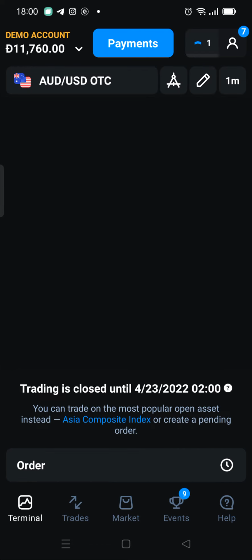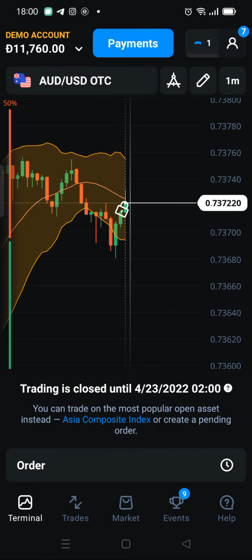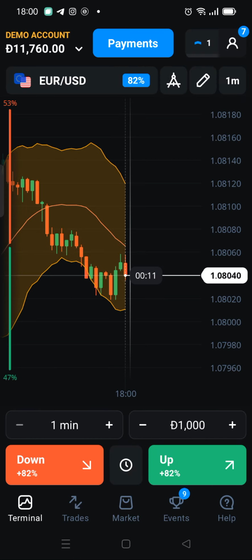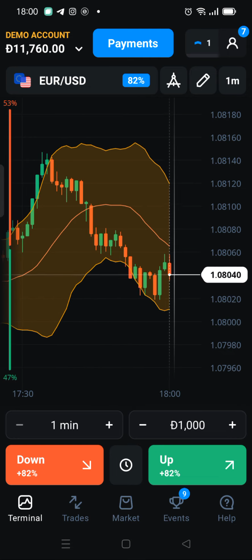So first we open Olymp Trade. Everyone knows we do binary trading. So first we open it, and then let's see. Okay, now change the chart. We use EUR/USD. First we analyze the chart, second we trade.